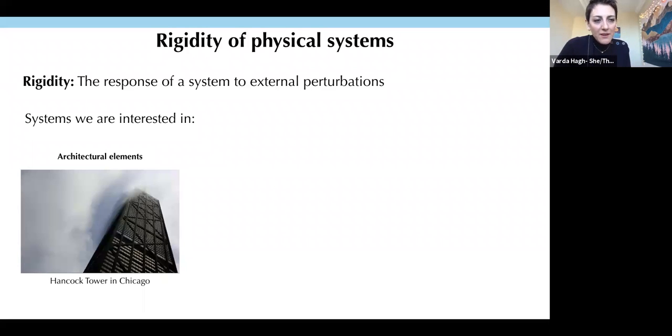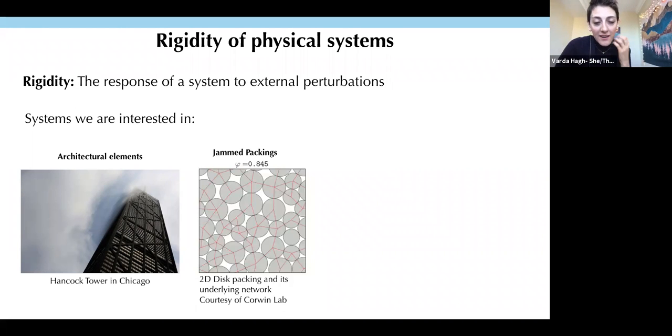The kinds of systems that we study have a large variety. They can go from architectural elements like bridges or buildings like this Hancock Tower in Chicago. Whenever I see this tower, I'm like, oh, those just look like bars that are supporting the load.